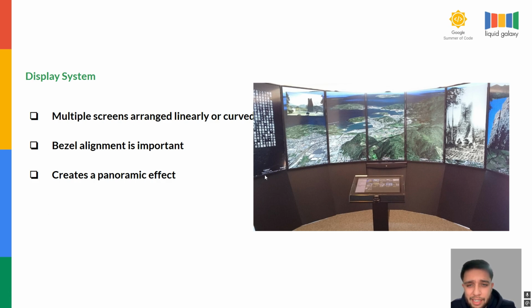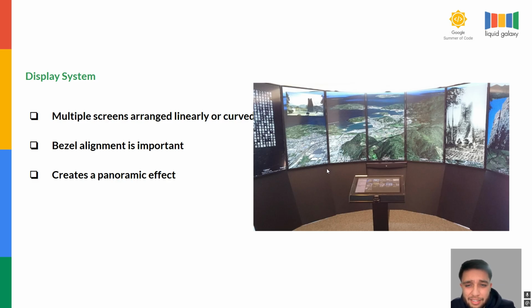When all screens are aligned correctly and work together, they create a panoramic effect. This panoramic view makes the user feel like they are inside the visualization rather than just watching a screen. This wide angle display is especially useful for maps, satellite imagery, and geographic data.